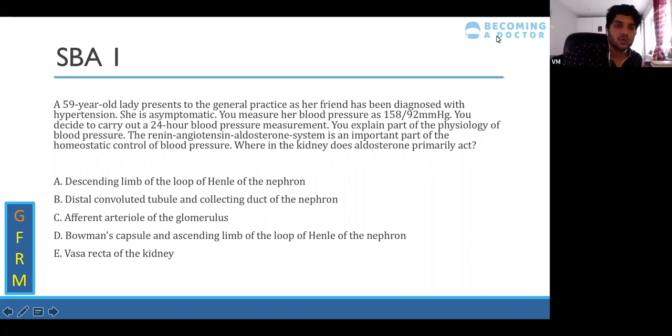A 59-year-old woman presents to general practice as her friend's been diagnosed with hypertension. She's asymptomatic. You measure her blood pressure as 158/92, that's high. And you decide to do 24-hour blood pressure monitoring. You explain part of the physiology behind blood pressure and the RA system. Which part of the kidney does aldosterone act on?